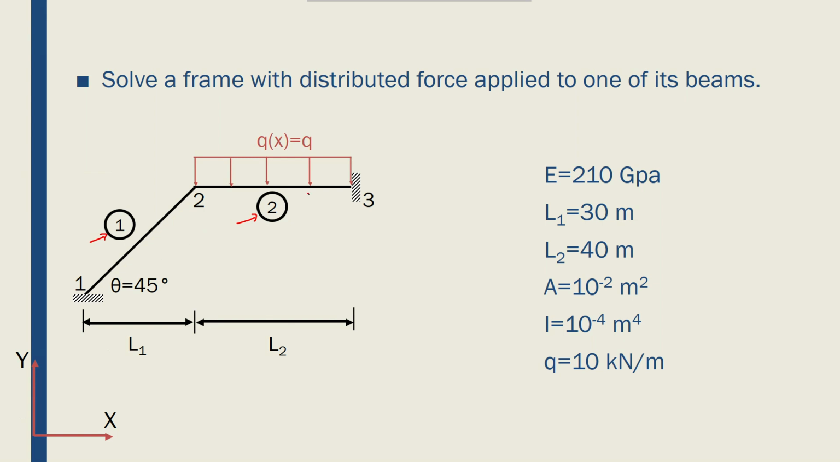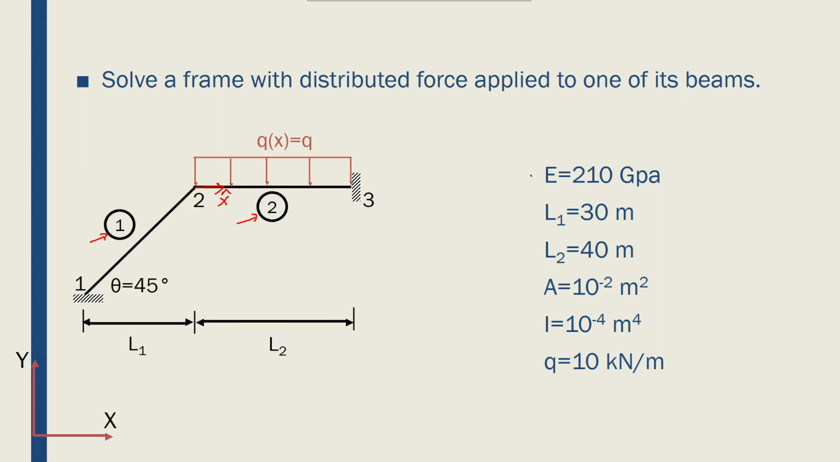Element 2 has a distributed load applied to it, and element 1 is at 45 degrees with respect to the global coordinate system, whereas element 2 is at 0 degrees with respect to the global coordinate system. And these are the values we're going to be using.